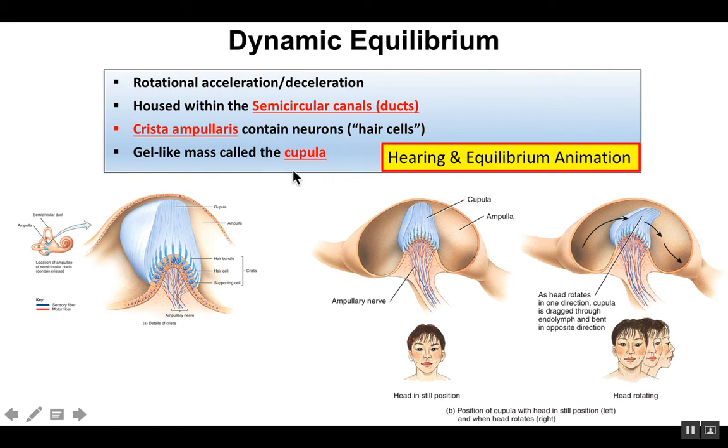So the cupula is much like the otolithic membrane in that it will move in response to changing position and stimulate hair cells that are found in a region called the crista ampullaris. It's a little region within each of the semicircular ducts. It's very difficult to understand these processes looking at pictures, so I will again reference an animation. It's the hearing and equilibrium animation found on Canvas. That one should help us visualize our ability to balance and maintain equilibrium.